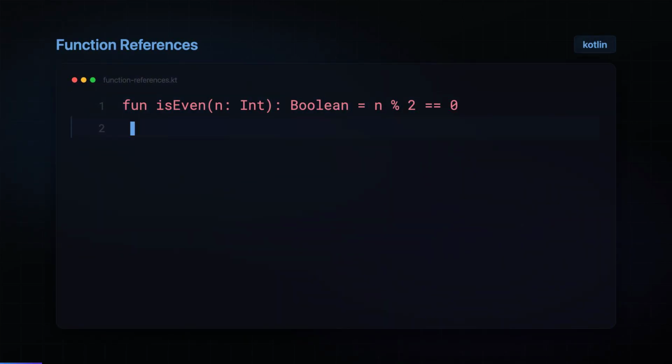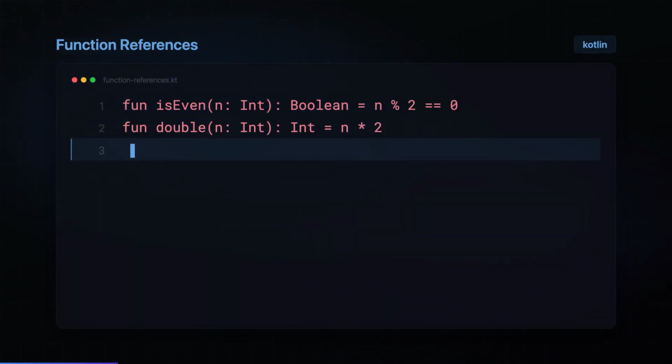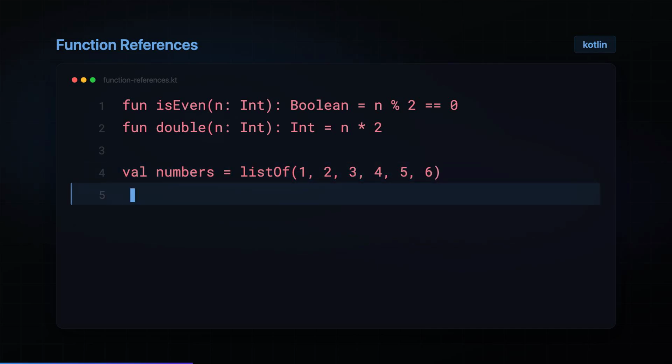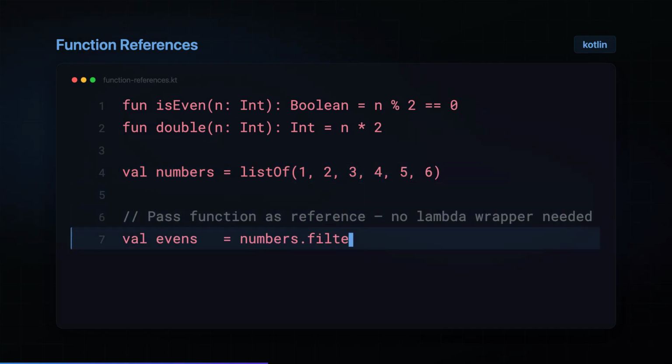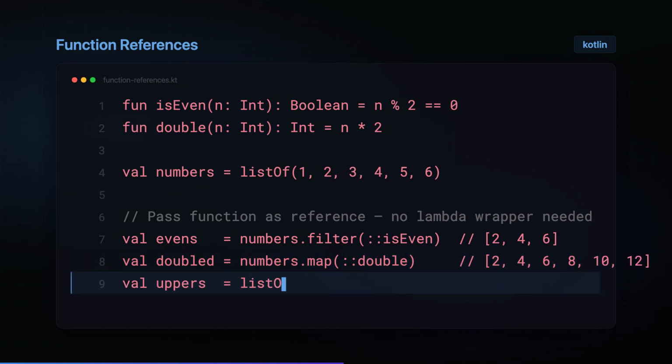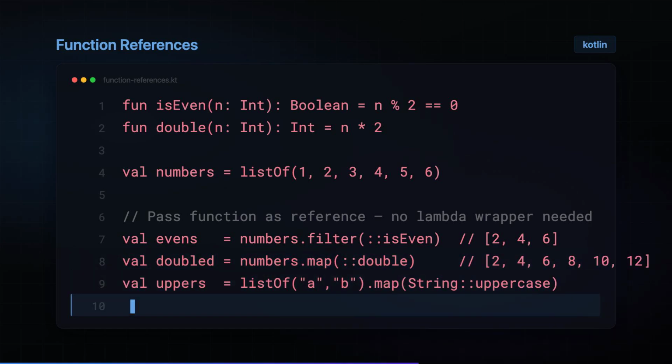Pass an existing named function as a value using double colon. No lambda wrapper needed. ::isEven passes the isEven function as an (Int) -> Boolean. Method references work the same, String::uppercase has type (String) -> String. Function references are more readable than wrapper lambdas and show intent clearly.